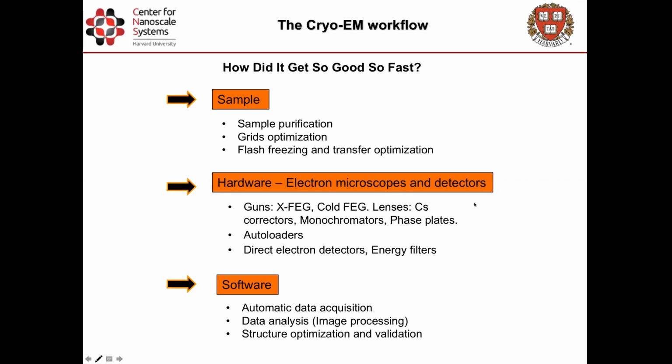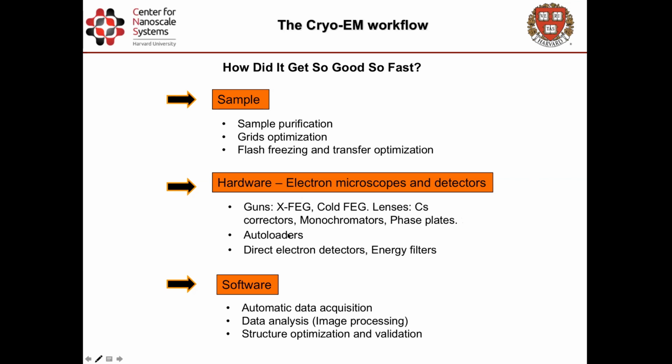The biggest advancement, though, which really contributed to this resolution revolution, was the advancement in the hardware, the electron microscope and the detector. From the point of view of guns, we have better and brighter guns like field emission X-FEG, which are brighter than the thermionic gun, and the cold FEG, which are even brighter and have a better energy spread, better lenses, Cs corrector, monochromators, phase plate, and so on.